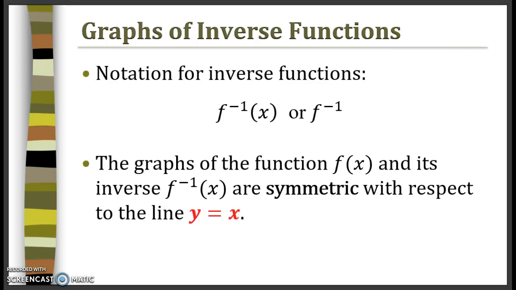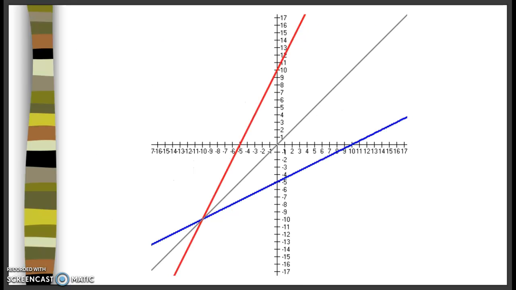So what does that look like? Let's see some examples here. We can see this blue line. If I were to reflect it across the line y equals x, it would land on top of the red line, right? Now, let's take some points from this blue line.